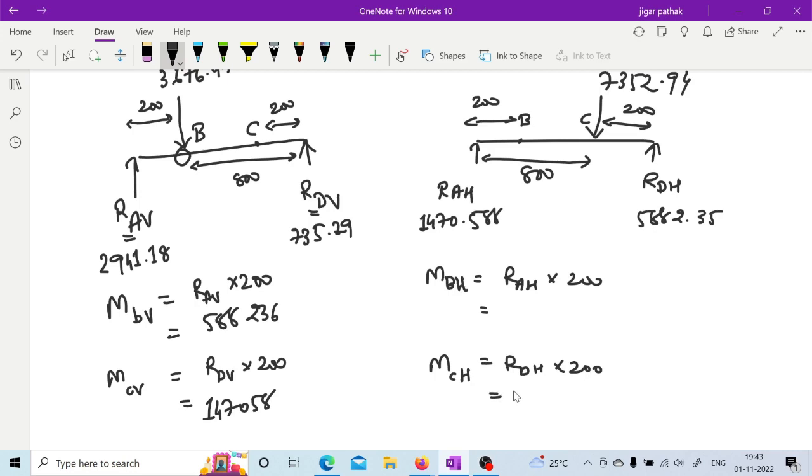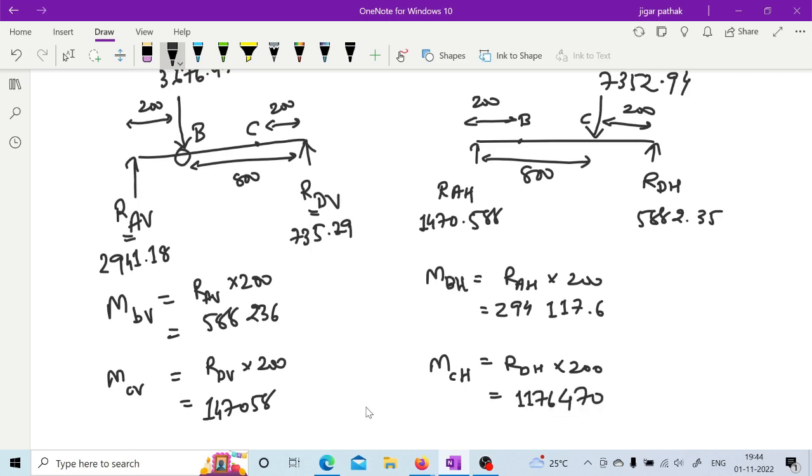Yes, the first one is 2941117.6. Then here MCH is 1176470.